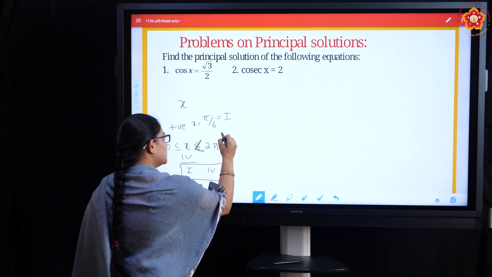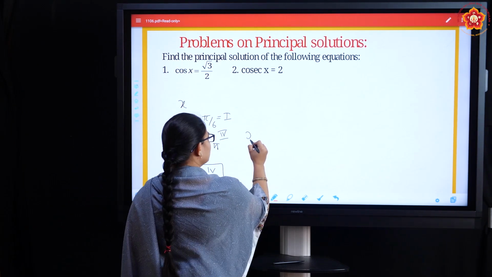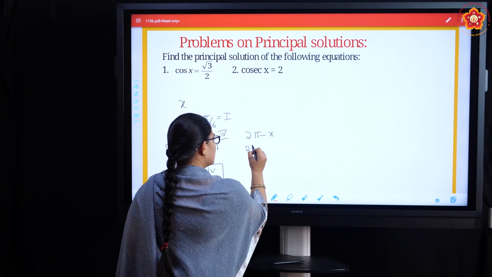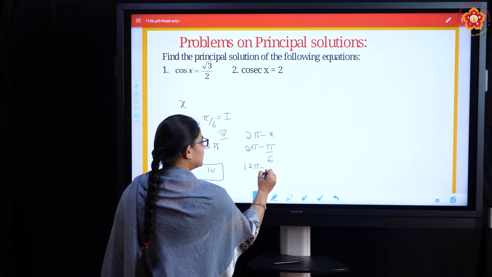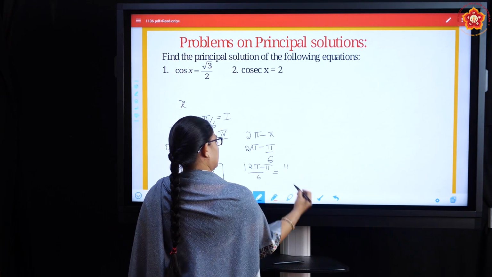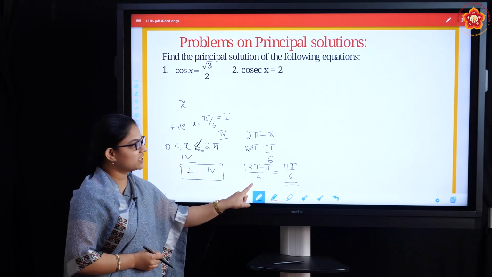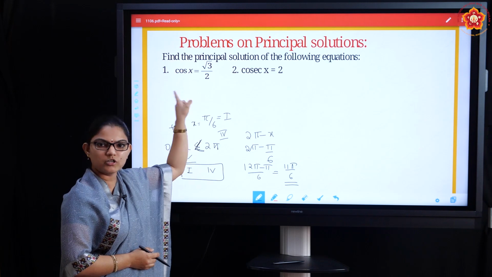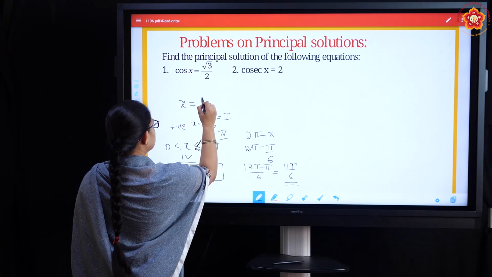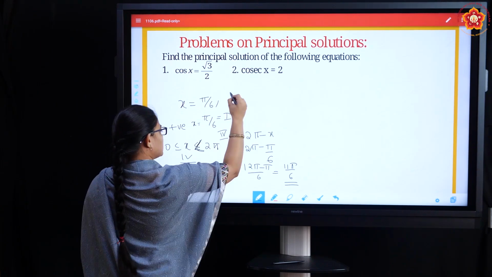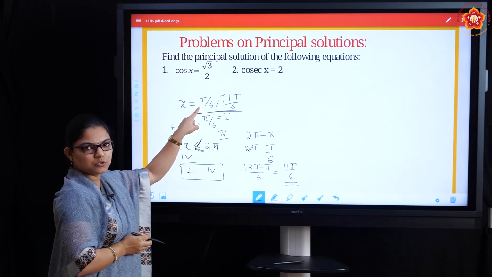Now we need it in the fourth quadrant also. So what is the fourth quadrant value of pi by 6? That is we have to do 2 pi minus x, that is 2 pi minus pi by 6, which is nothing but 12 pi minus pi by 6, that is 11 pi by 6. So 11 pi by 6 is the angle in the fourth quadrant which gives you the value root 3 by 2 for cos. So therefore the required principal solutions for this particular equation are, one is pi by 6, one more is 11 pi by 6. So these 2 are the principal solutions.